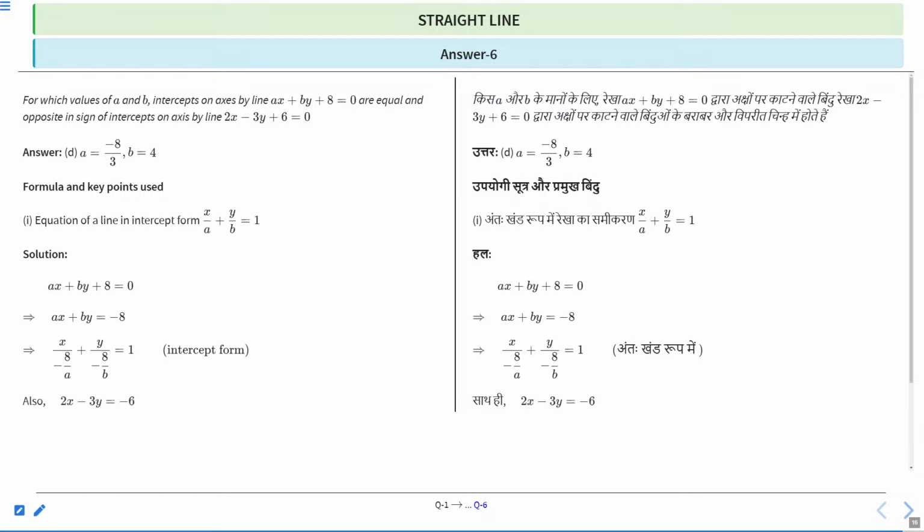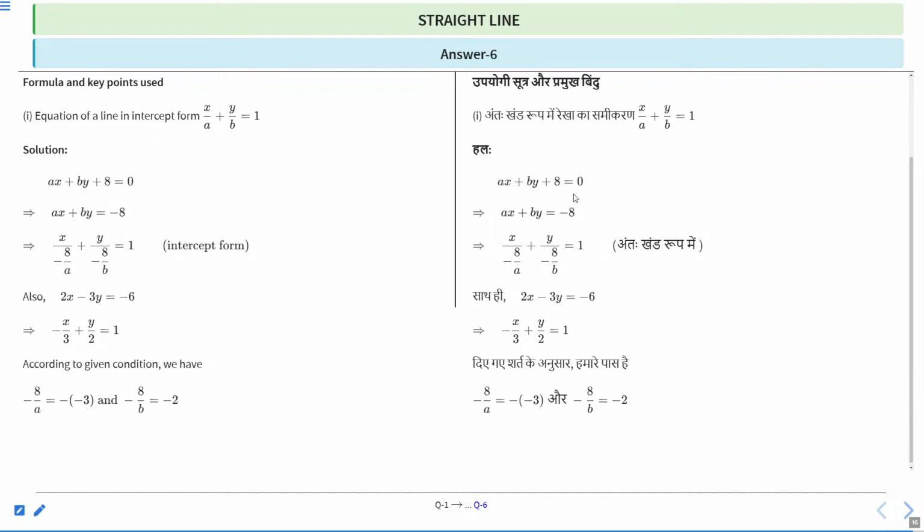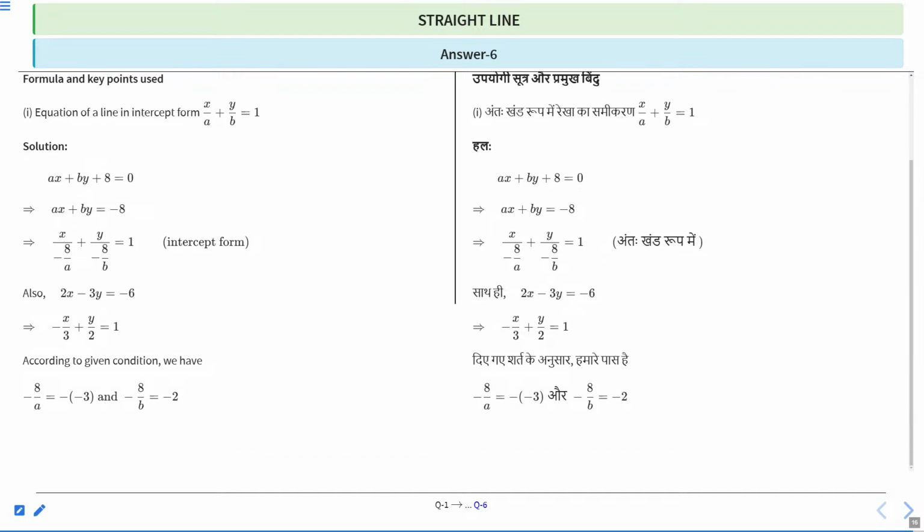Also the other line is 2x minus 3y is equal to negative 6. Therefore after converting it into intercept form, it will be negative x by 3 plus y by 2 is equal to 1, right? So according to the given condition we have negative 8 by a is negative of negative 3 and negative 8 by b is negative of 2, right? Because the intercepts are equal and opposite in sign. So a will be equal to negative 8 by 3 and b will be equal to 4, right? Therefore option D, a is equal to negative 8 by 3 and b is equal to 4, will be the right answer. Got it?